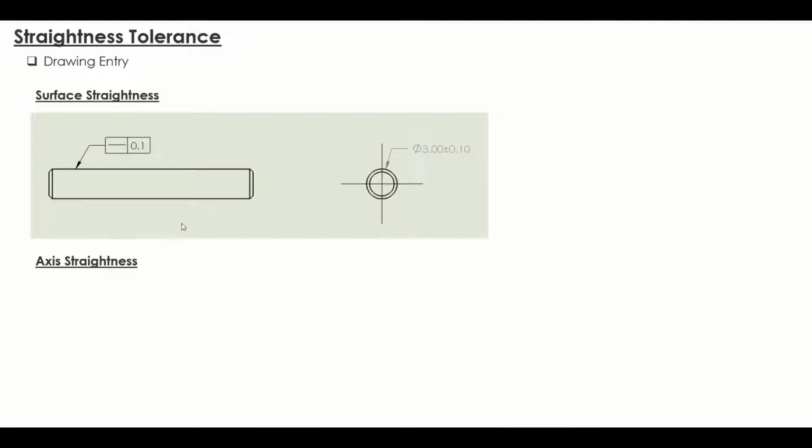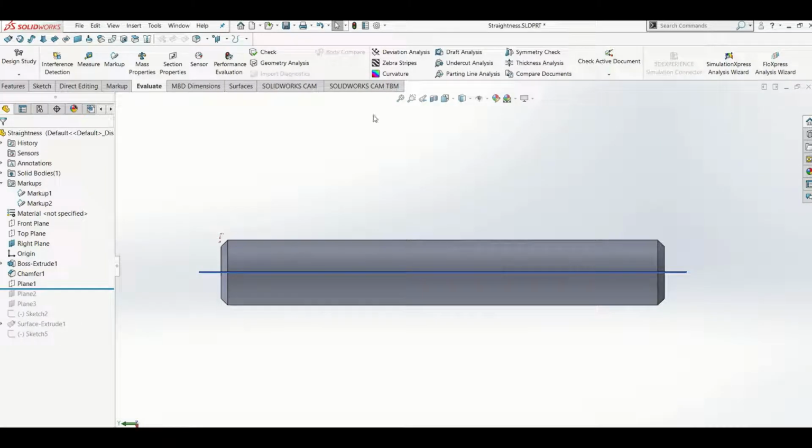So from the drawing, you can see that the arrow of the control frame is actually pointing to the surface of the shaft. What does this mean? So let's have a look at the tolerance zones. Here is the part of our study. The feature control frame is actually pointing at the top surface of the shaft.